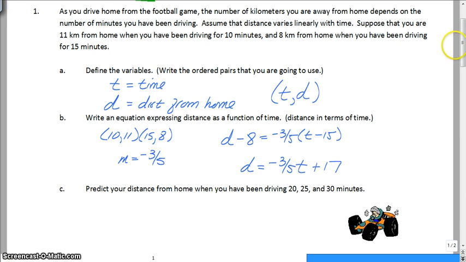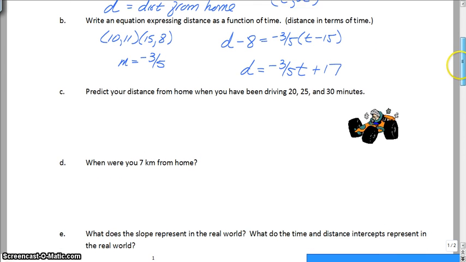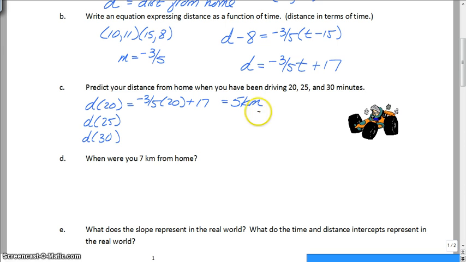Okay, so that is our equation that represents the distance as a function of time. So now that we have that, we could use that function to predict our distance from home when you've been driving for 20, 25, and 30 minutes. So all you really need is d of 20, d of 25, and d of 30. So all we have to do is substitute 20 in for t. Negative 3/5 times 20 plus 17 gives us 5 kilometers from home. And then we're going to plug in 25. Negative 3/5 times 25 plus 17. And that's going to give us 2 kilometers from home.